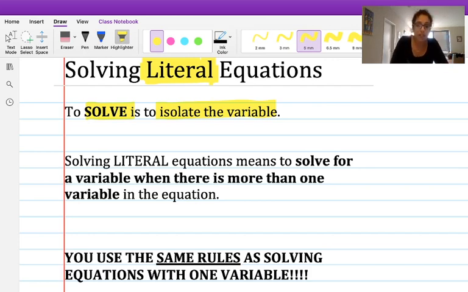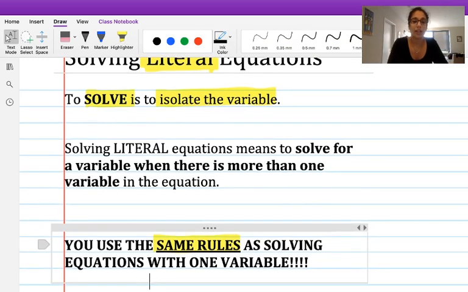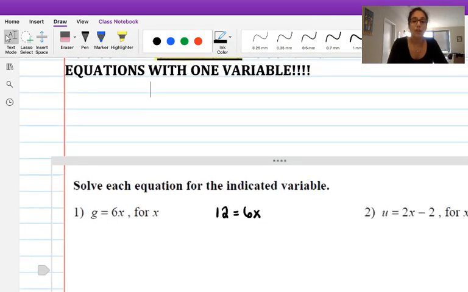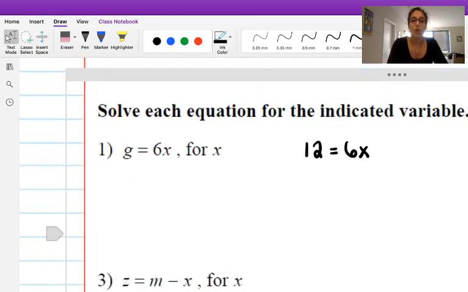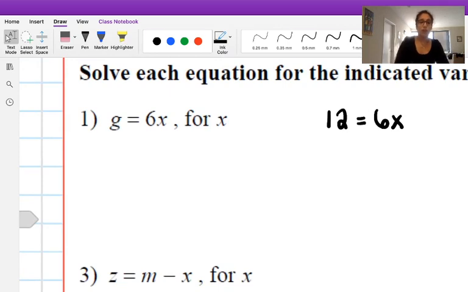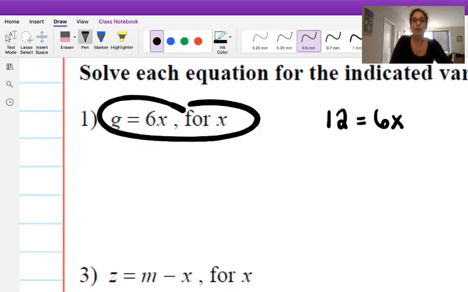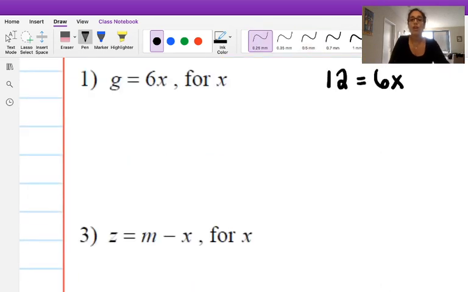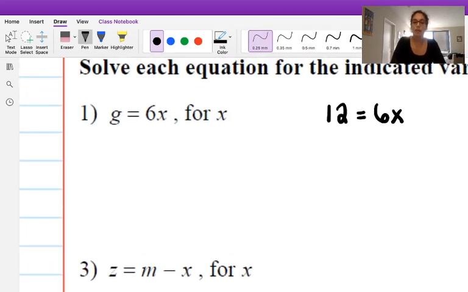So we are using the same rules that we have been doing for solving equations. Same exact rules. So what is that going to look like? Here's our first problem that we're doing. What I did was I gave you what a literal equation would look like, which is this. But then I gave you something we know how to do, right? So let's do the one we know how to do first.